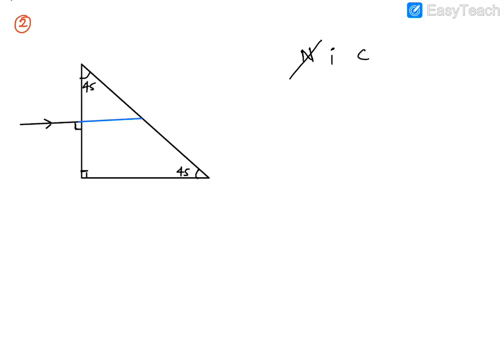Now the normal will be at what angle? 90 degree to the surface here. So I have drawn it at 90 degree. Then find the angle of incidence. So now let's start finding the angle of incidence. What will be the angle of incidence here? First we'll mark 90 here. This will be 45. Why? Sum of angles in a triangle. What will be this? Also 45 degree.